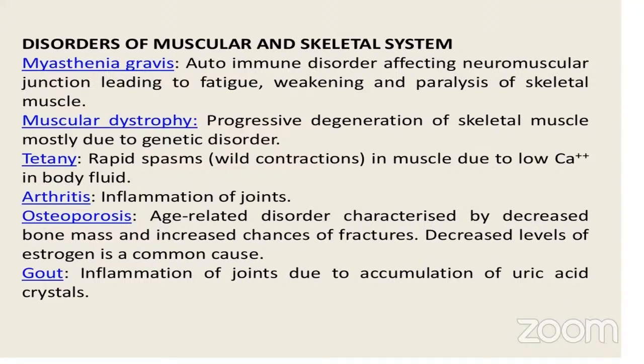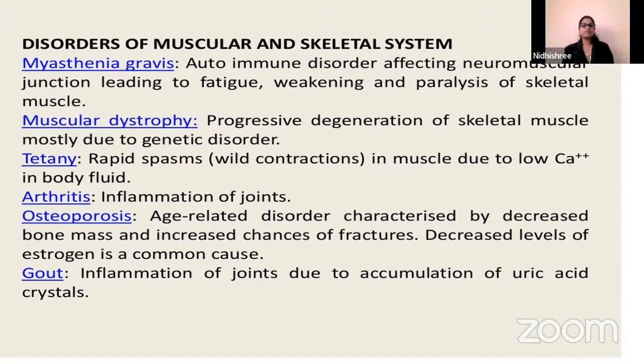Osteoporosis, an age-related disorder characterized by decreased bone mass and increased chance of fracture. Decreased level of estrogen is a common cause. Gout, inflammation of joint due to accumulation of uric acid crystals.